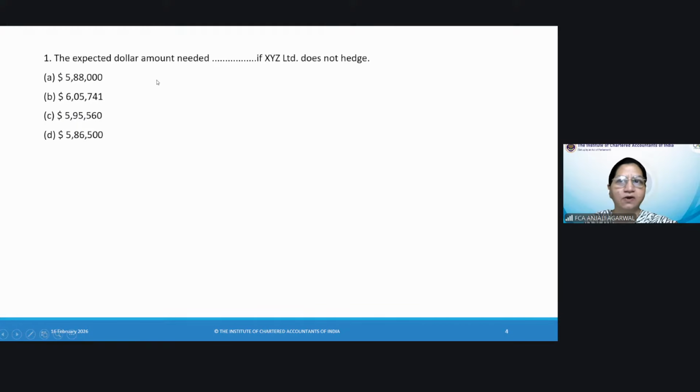the expected dollar amount needed to make the payment.